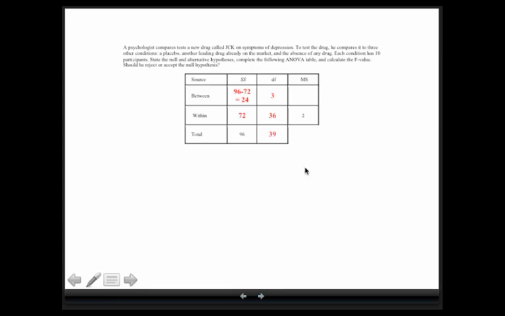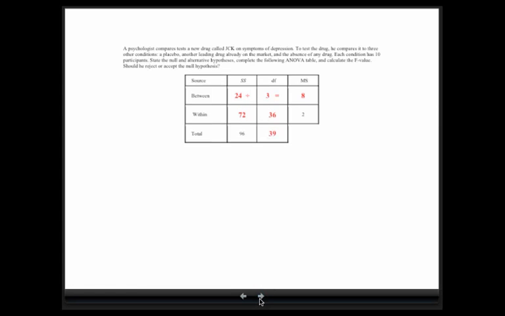The last value that we need to calculate is mean square between. Like I said, you could go backwards here. You can do the division here. So we calculated this to be 24. You divide by your degrees of freedom, which is 3, and that will equal 8. So now we have filled out our source table, and we can calculate our F value. Remember, our F value is our mean square between divided by our mean square within. So 8 divided by 4 is 2.